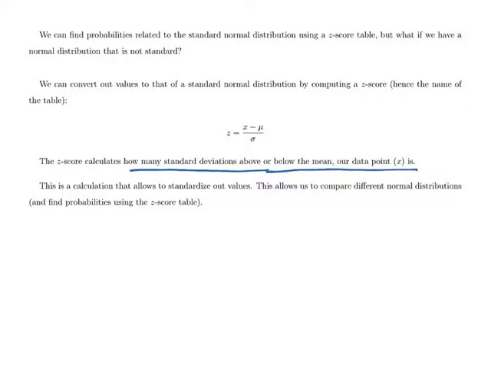When we have a non-standard normal distribution, we can use this formula to change it into a z value, and then we can use our z-score table. And that's why we call it a z-score table, because this thing is called a z-score.